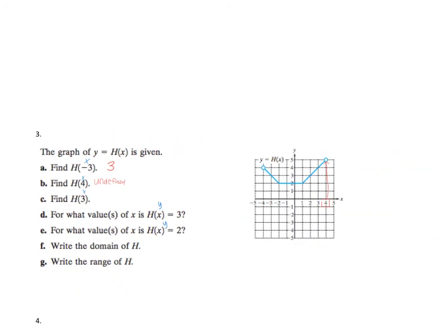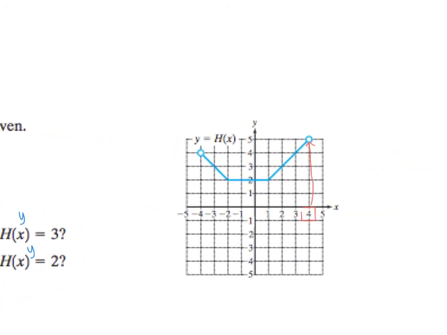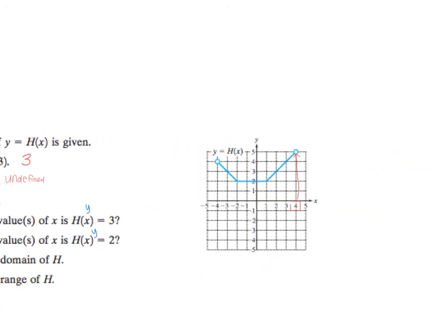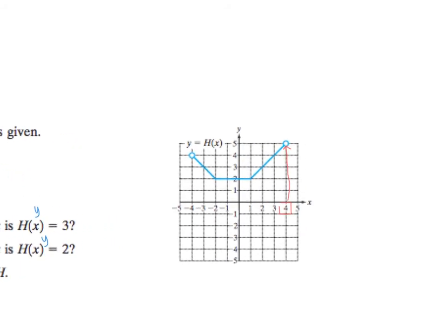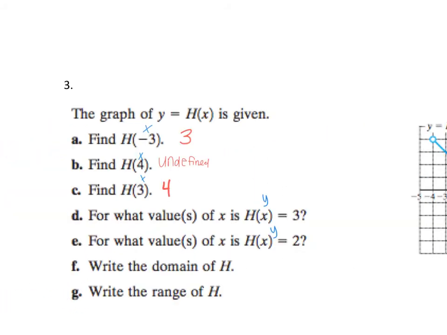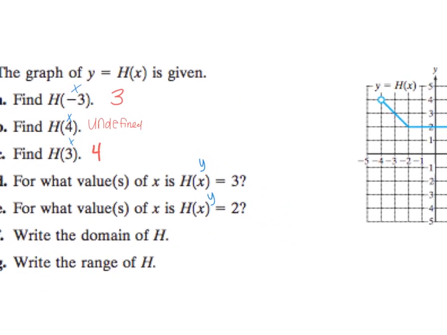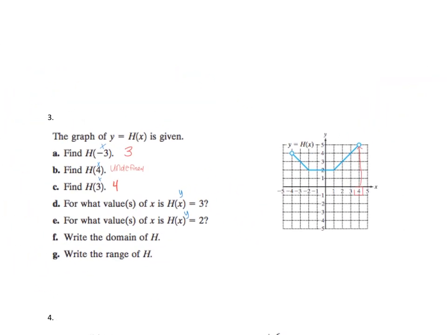Try to do h of 3 by yourself. When plugging in 3, you should have gotten 4. Now let's find out the values of x for which h of x is 3.